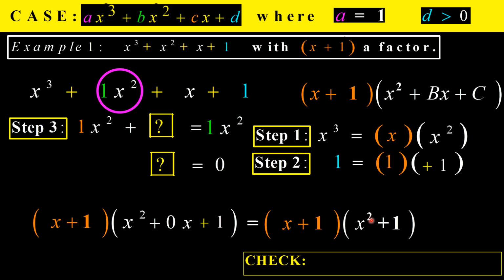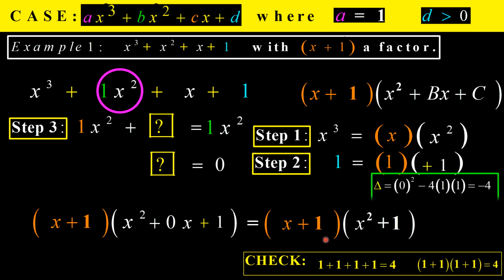Let's just check whether this is correct. If I take my given expression and I only look at the coefficients, that's 1, 1, 1, and 1, and I add up those coefficients, I get a 4. If I look at my factors and I just look at the coefficients, it's 1 plus 1 and 1 plus 1, which is 2 times 2, which is also 4. So there I factorize that.